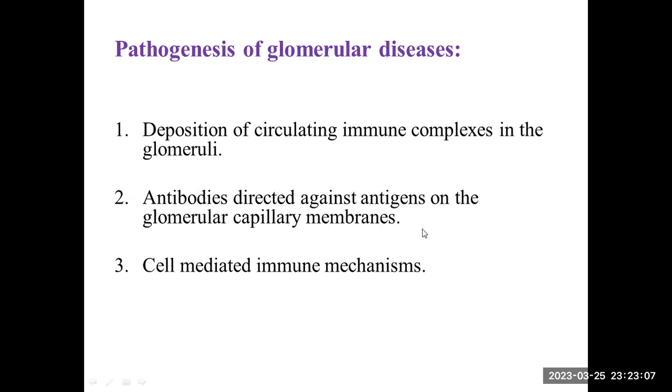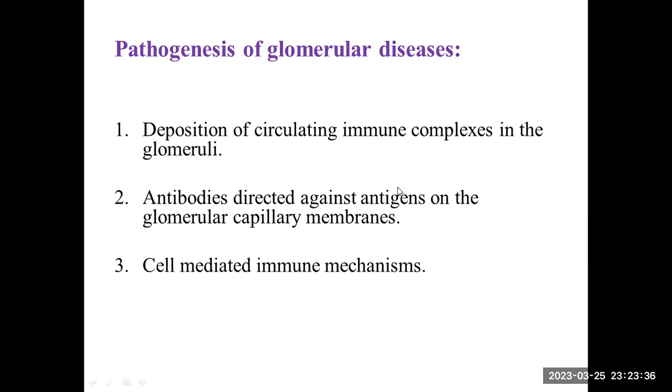The classical example here is in anti-GBM syndrome, in a condition called Goodpasture syndrome. In Goodpasture syndrome, it's an autoimmune disease in which there are antibodies directed against type 4 collagen, which is present in the alveolar basement membrane and in the glomerular basement membrane. So the antigen is actually a normal part of the type 4 collagen that is present in the alveolar basement membrane in the lungs and in the glomerular basement membrane in the kidney.